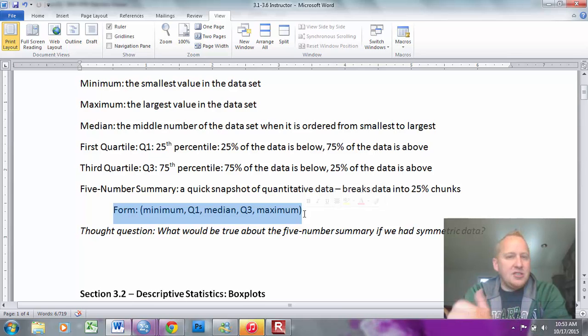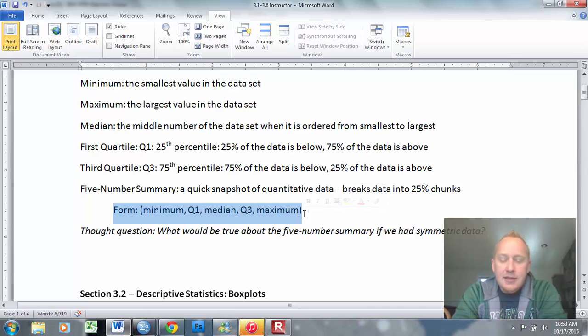I have a thought question down here, and typically when we're in class, I ask the class, and they give me answers. Can't really do that here. But the thought question, what would be true about the 5-number summary if we had symmetric data? If you want to think about this for a minute, go ahead, pause the video, and then I'll give the answer, obviously.